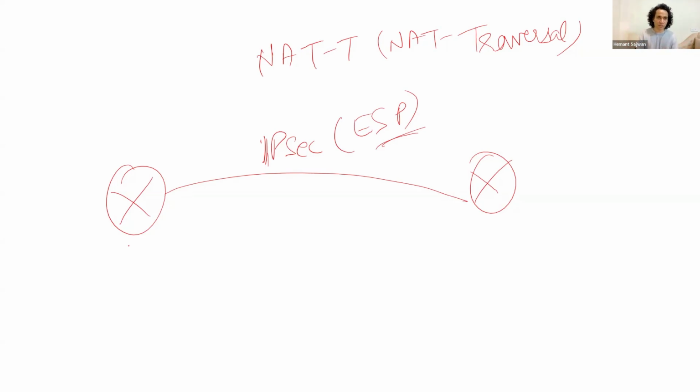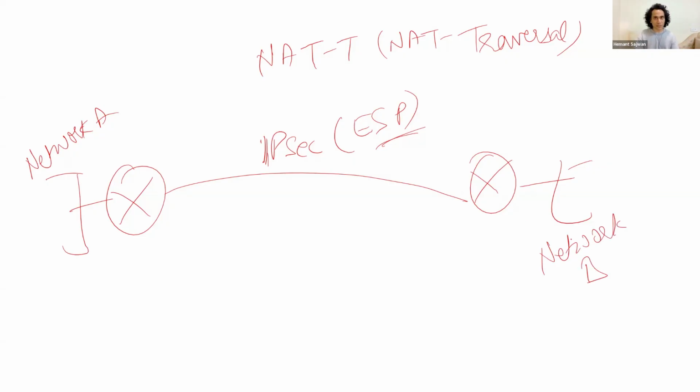Now, what can happen because of this? Let's say that there is a network here, and then there is a network here. This is network A, and this is network B. Network A wants to communicate with network B over this IPsec VPN tunnel, and this IPsec VPN tunnel is using ESP to transport the traffic. As I said, ESP is a portless protocol.